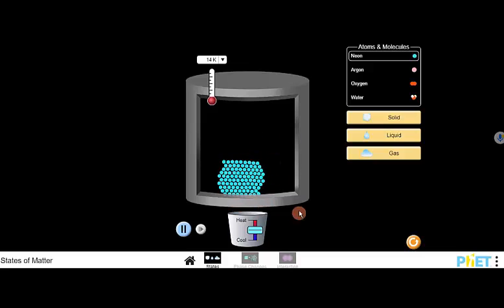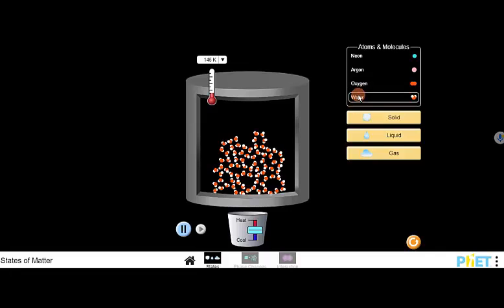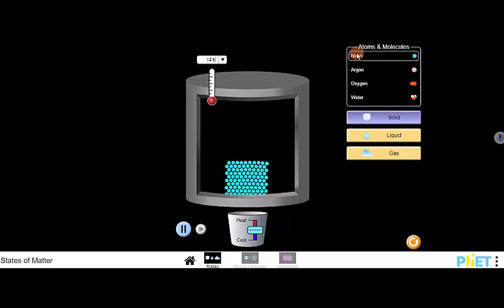These are the different particles that we can see in the matters. If you look here, atoms and molecules, just now we are looking at the neon. You can also see argon, you can see oxygen, you can see water. And right now, this is a solid, all right, we are looking at the solid state of all this matter.